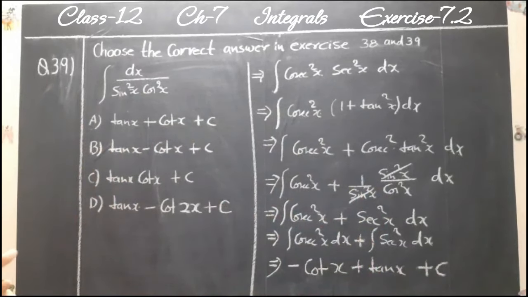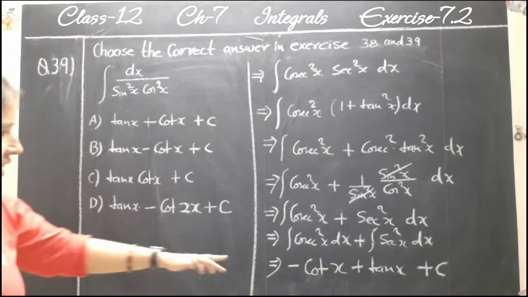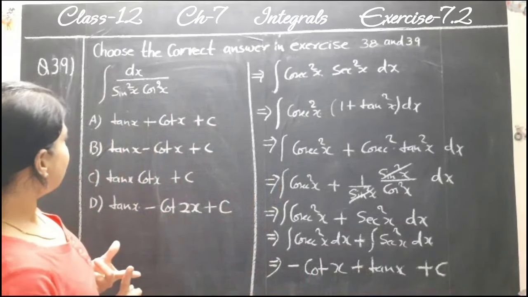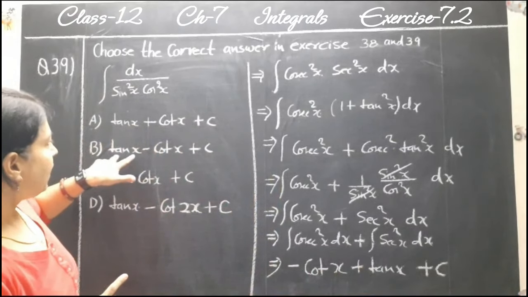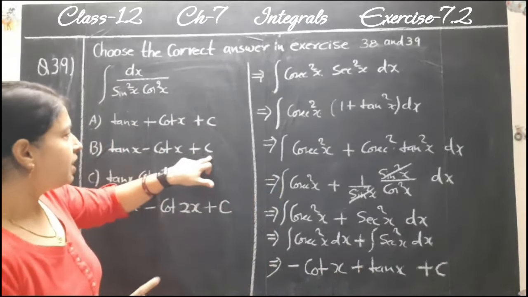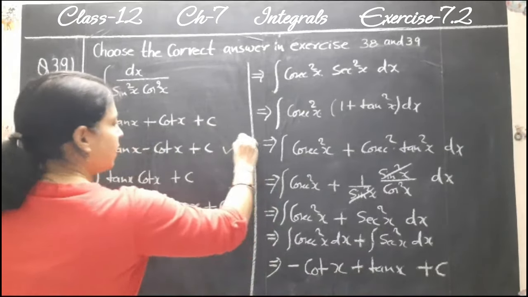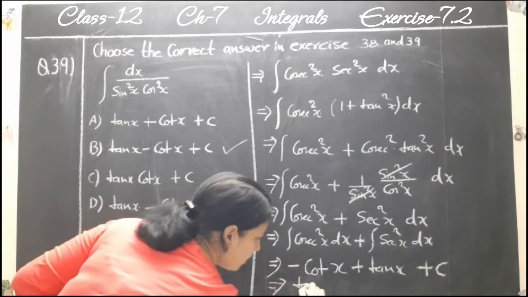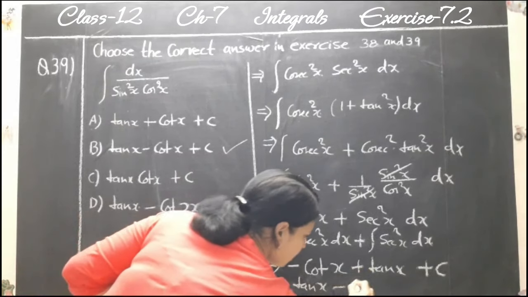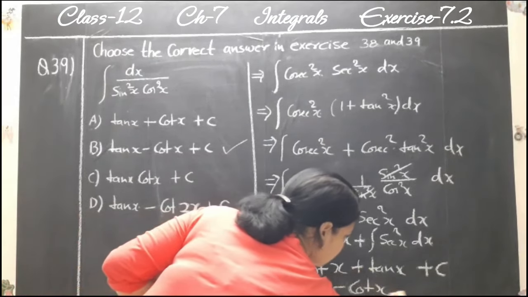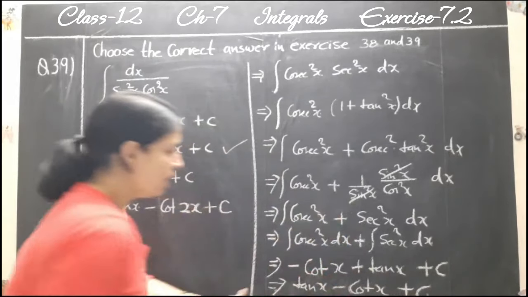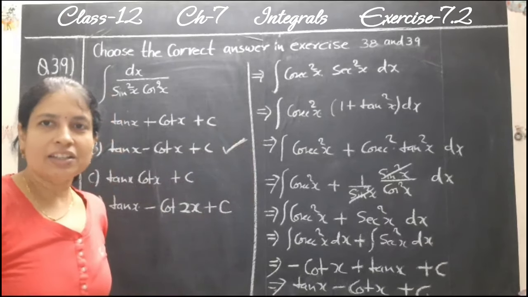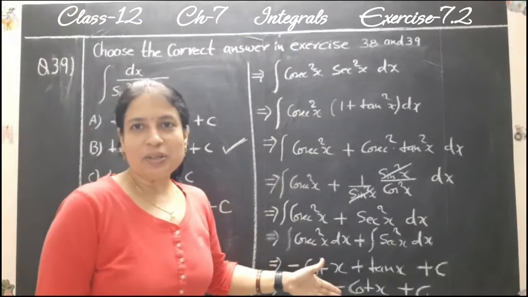So which option is correct? Here it is tan x minus cot x. So where is tan x minus cot x plus c? Here. So option B is correct. Here you can write, first write this tan x minus cot x plus c. So option B is correct. Okay. Now this exercise has been completed.